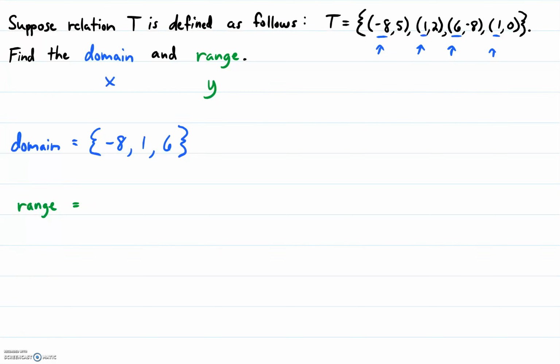And now let's do the exact same thing for our range. Our range, you always think of it in terms of your y values. And so you can underline or circle or just go ahead and list off all of your y values in this relation. So our range is equal to, again, the set containing a 5. We have a 2, a -8, and a 0. And so this time we, of course, didn't have any repeating elements, so our range has one more element in it than our domain does. {5, 2, -8, 0}. Now that's our answer, and you can circle that and be done with it.